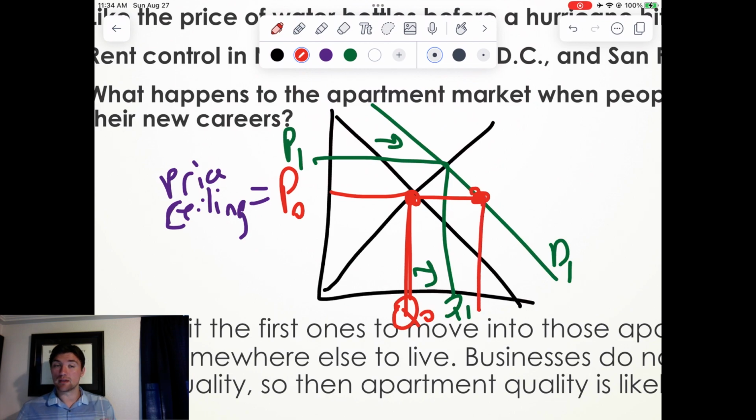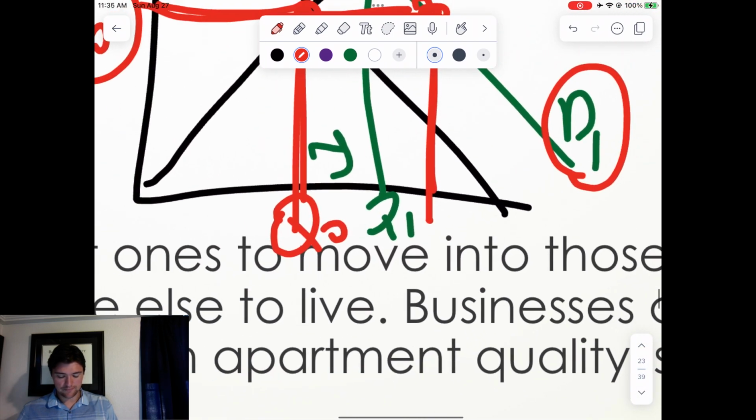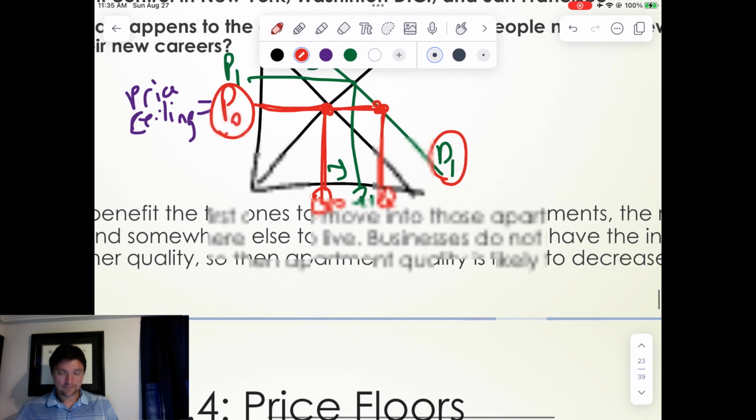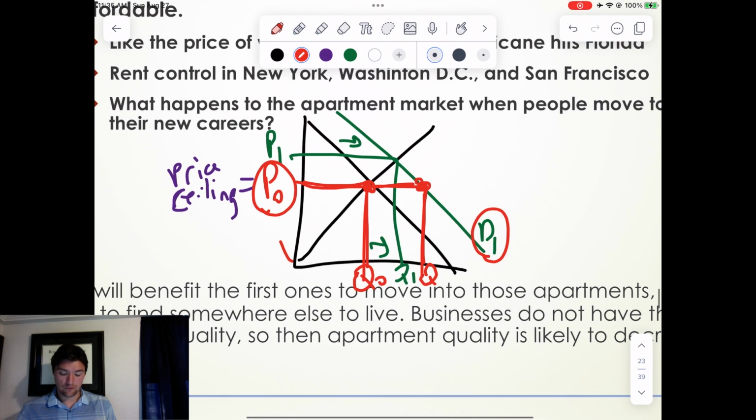If you're confused about that, look at the new demand and look at the price. This is the price ceiling, right? We cannot go above here, so this is the price. And then here is my new demand. So this is my new quantity. But where my supply is, my S0 at this price is at Q0.